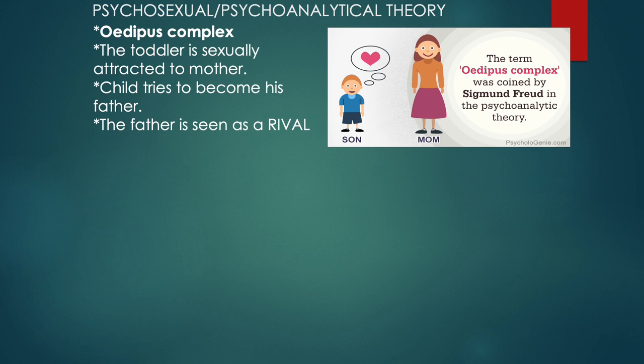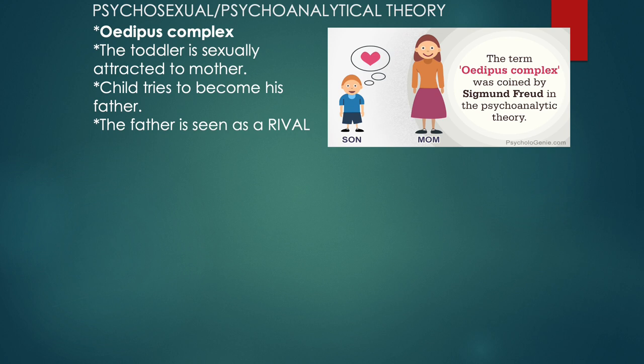But before we end our discussion, let us also look at the Oedipus complex, which is also related to the psychoanalysis. When we talk about the Oedipus complex, this usually happens during toddlerhood. And the toddler kid is sexually attracted to his mother. And the child tries to become his father, kaya nga sinusuot niya yung pabango ng tatay niya or sinusuot niya yung sapatos or damit ng tatay niya because the kid, the male toddler, looks at his father as a competitor when it comes to the attention of the mother. So sabi dito, the father is seen as a rival.